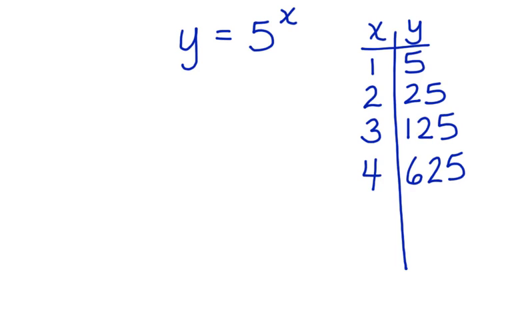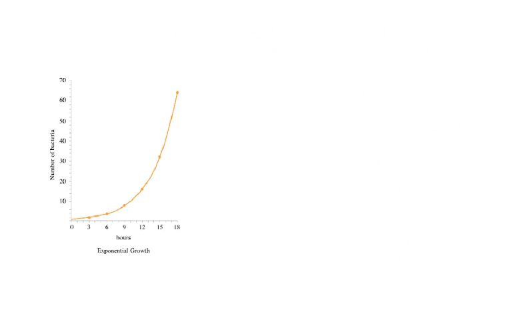Let's look at what a graph would look like that represents exponential growth. This graph shows exponential growth in hours concerning the number of bacteria that grew. You can see that the graph for an exponential growth function is curved. It's not linear. It forms this kind of a curve because the data is growing exponentially.